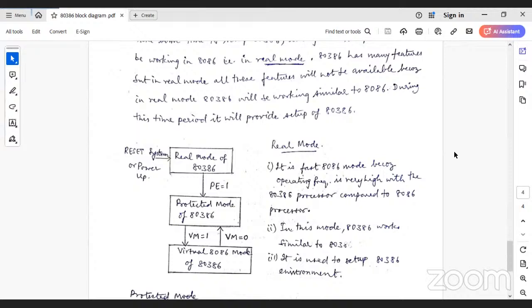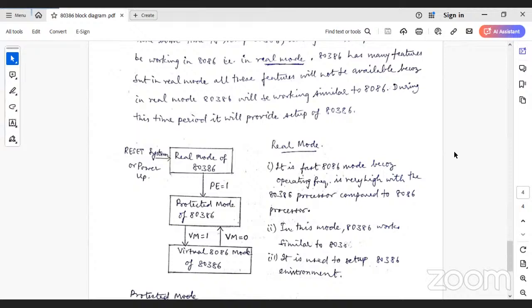So when the PE bit is equal to 1 and it is in the 386 environment, that becomes your protected mode. Now what is the use of having the real mode there? In the real mode, it works like a fast 8086 mode, because here your system clock speed is more. So that is why it will be in the fast 8086 mode.